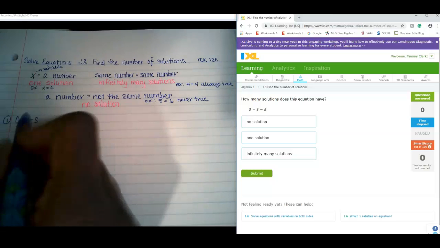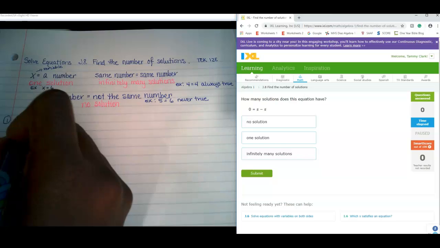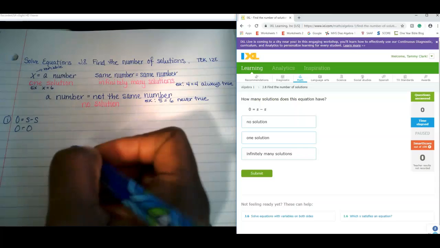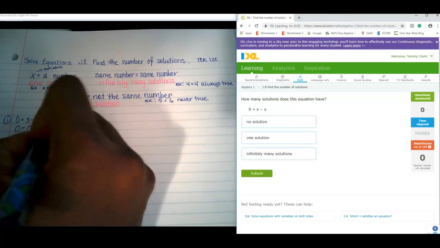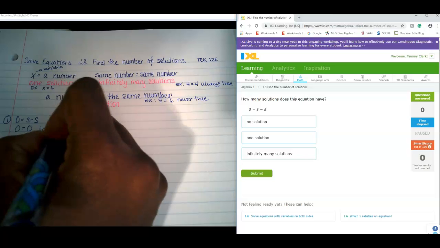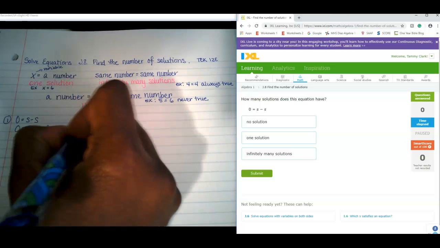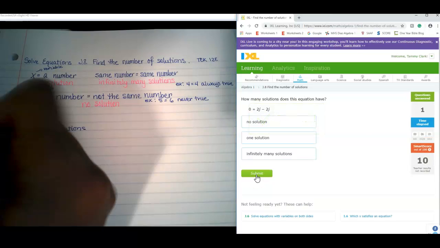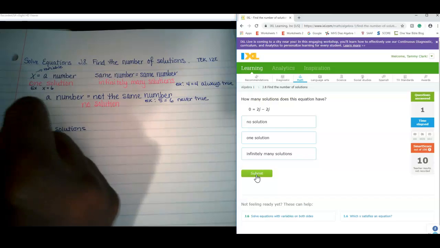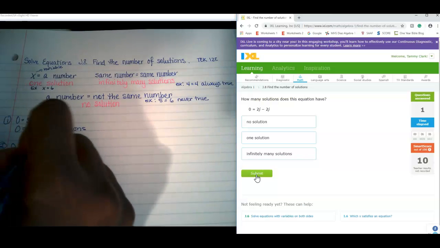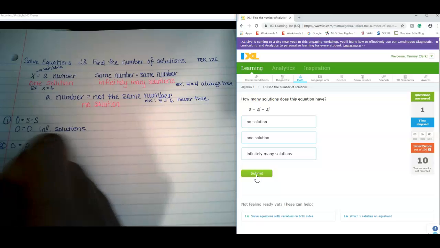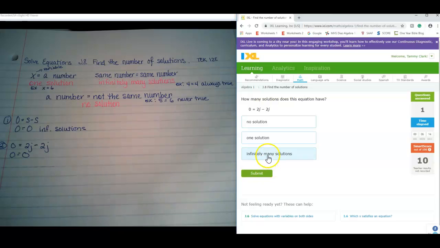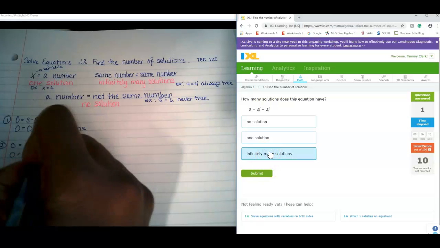So here we have 0 is equal to s minus s. Well, if I have one s and I take it away, then obviously that's 0 equals 0. So this would be infinitely many solutions. Let's look at number 2. We have 0 is equal to 2j minus 2j. So again, if I have 2 of something and I take those away, 0 equals 0. So again, that would be infinitely many solutions.